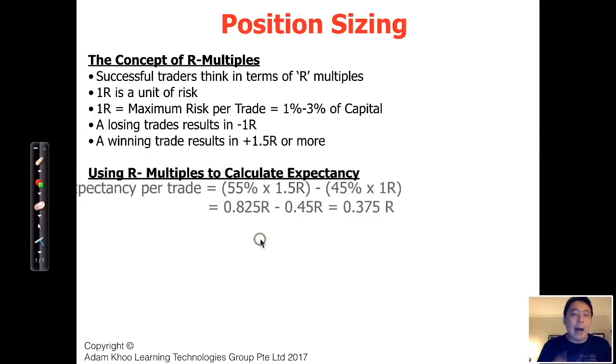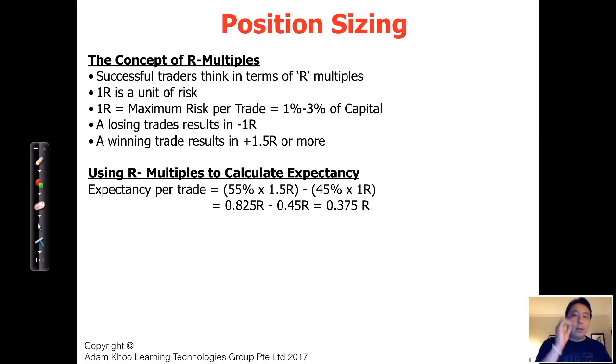So if you use R multiples to calculate your expectancy, here's how it looks. Same thing. Your expected profit per trade will be 55%, which is your win rate, multiplied by your average win, which is 1.5R, minus your percentage loss per trade, 45%, multiplied by 1R average loss. If you do the math, you get 0.375R per trade. So on average, every trade you make, you're going to make 0.375R. As long as it is a positive figure, your trading system has a positive expectancy in the markets.